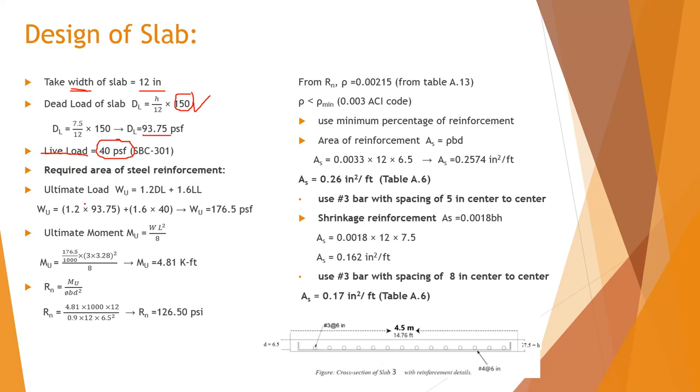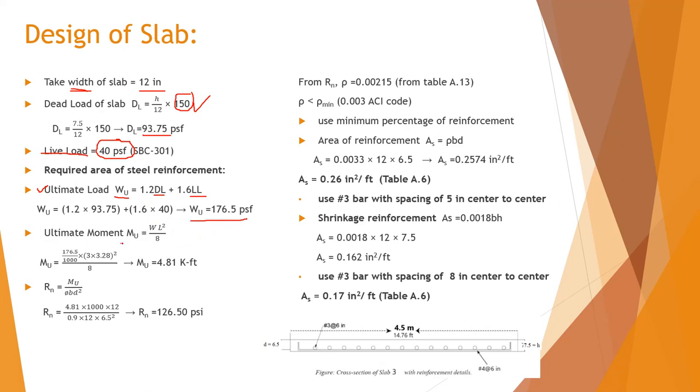So now we can calculate the ultimate load. What is the ultimate load? The ultimate load is the absolute maximum load that a structure can sustain without failing. So it is important to calculate the ultimate load. How do you calculate the ultimate load? By using the formula 1.2 into dead load plus 1.6 into live load. So we can get the ultimate load is equal to 176.5 PSF.